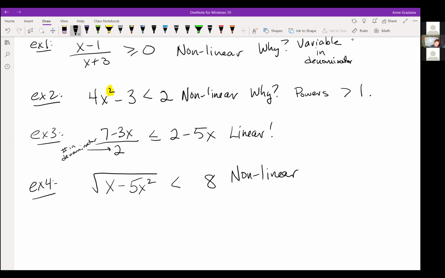And we actually have 2 reasons. One is the root with a variable. Let's put it like this: variable in the root. And two is the fact that you have a power higher than 1. So there are 2 things going on there, but this first one is the most important one. It doesn't matter what's inside that root. The fact that you have any variable in there whatsoever makes it nonlinear.